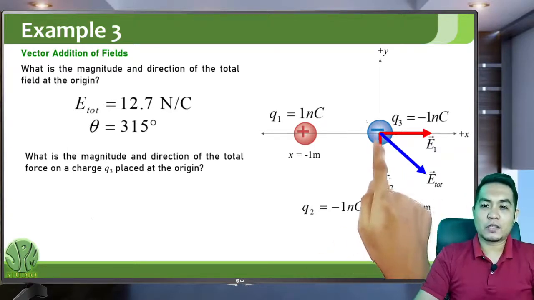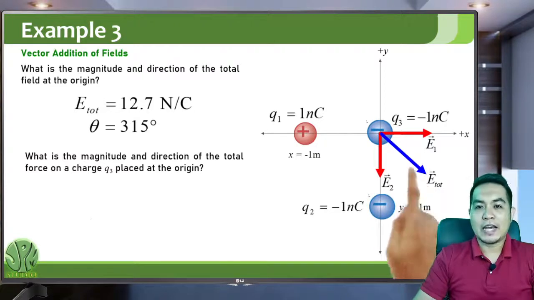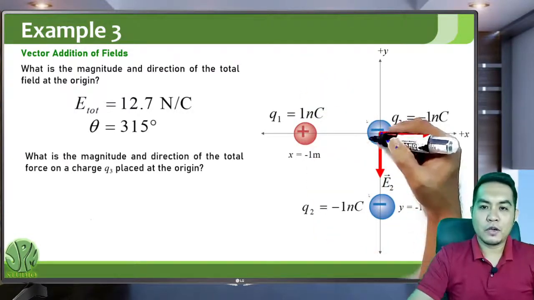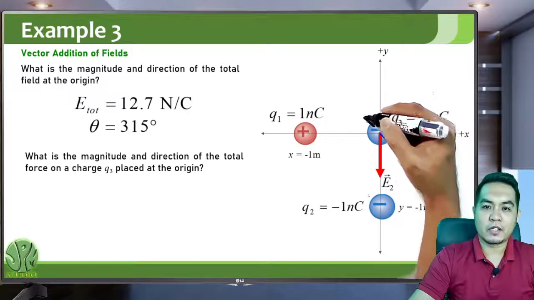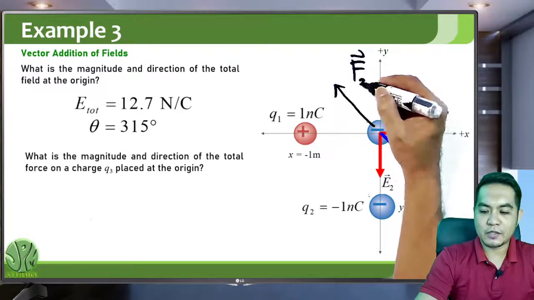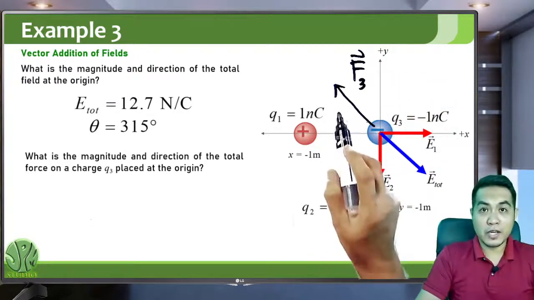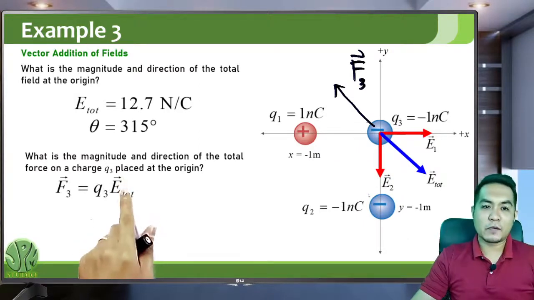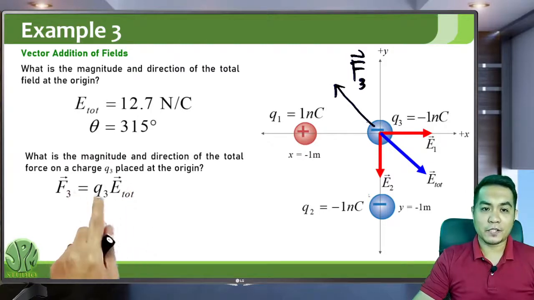So knowing the total electric field in this direction, and since this is a negative charge, the force will be in the opposite direction, because negative charges always move opposite the direction of the field. And this is actually what we got in the previous example. F3 is in quadrant number 2.